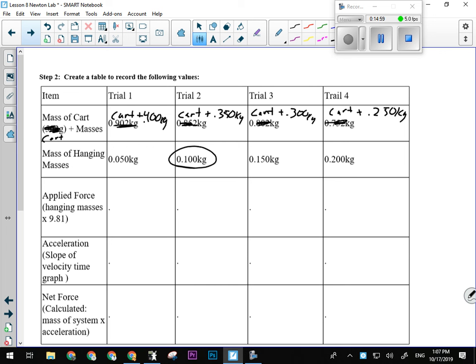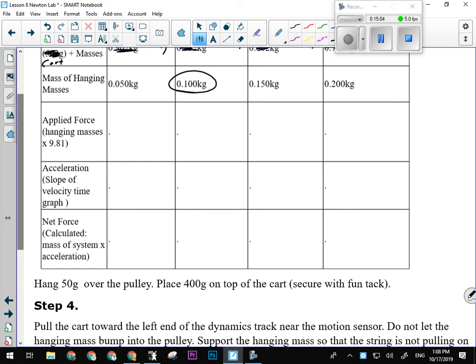Right, hanging mass times gravity, that'll get us our applied force. You can calculate that really easily. The acceleration you're going to get from Google Sheets, because once you have your data, you're going to take the velocity versus time data and make a velocity versus time graph. The slope of that line for each trial is the acceleration of the cart.